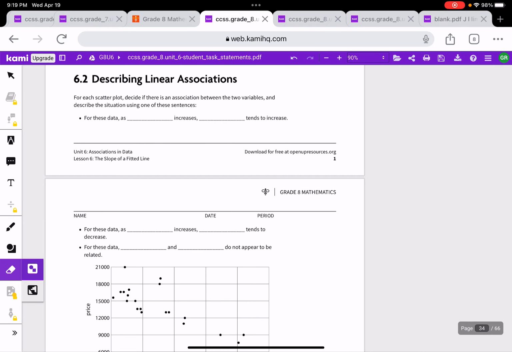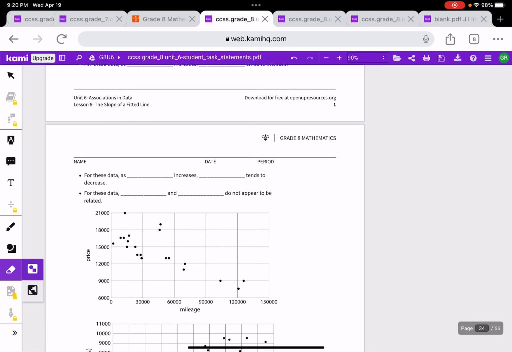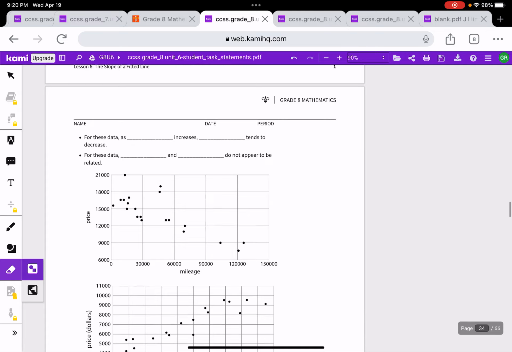6.2, describing linear associations. For each scatter plot, decide if there's an association between two variables and describe the situation using one of these sentences. For these data, as blank increases, blank tends to increase. For these data, as blank increases, blank tends to decrease. For these data, blank and blank do not appear to be related. So there's 3 bullet points and there's 3 graphs.